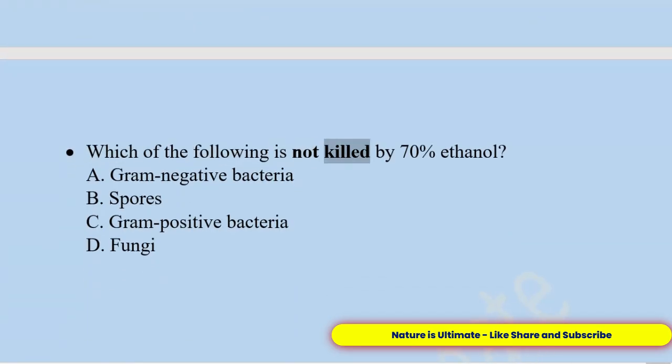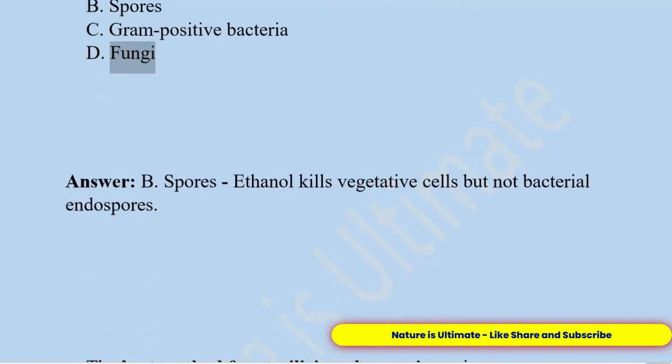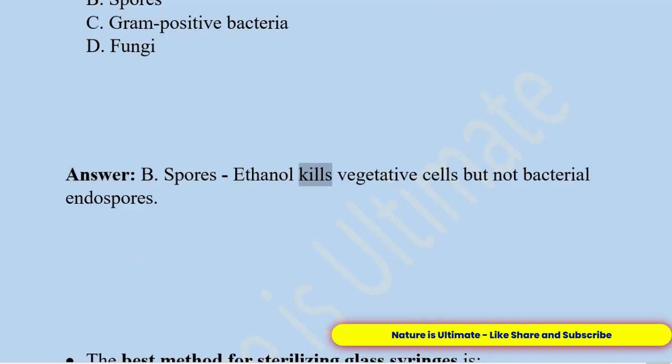Which of the following is not killed by 70% ethanol? A. Gram-negative bacteria. B. Spores. C. Gram-positive bacteria. D. Fungi. Answer: B. Spores. Ethanol kills vegetative cells but not bacterial endospores.